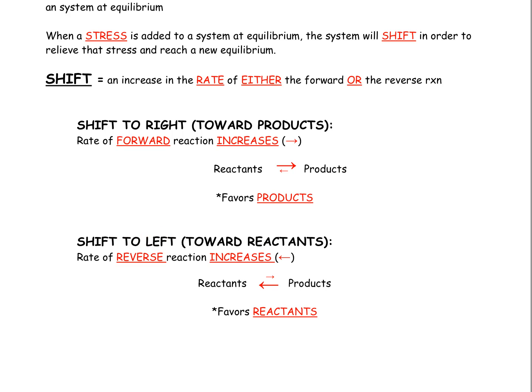However, if we say that something shifts to the left, then that means the rate of the reverse reaction increases. And we're going to favor the reactant because we're producing more and more reactant. These arrows right here are crucial visuals for this. If we shift to the right, the arrow that goes on top gets a lot bigger. The one going to those products, that's happening a lot more often. If we shift to the left, the arrow going to the reactants gets a lot bigger. That reverse reaction occurs a lot more often, so we're going to have a lot more reactant.